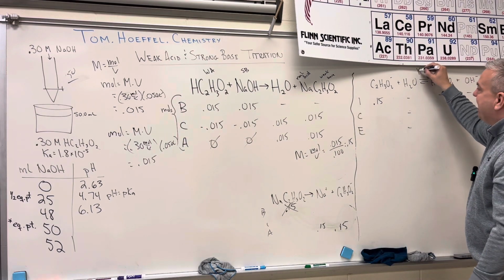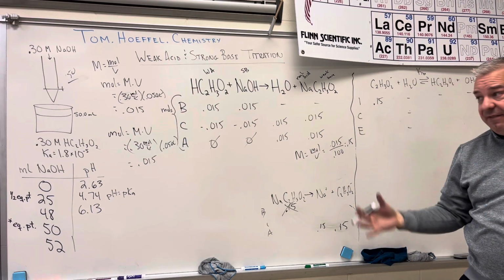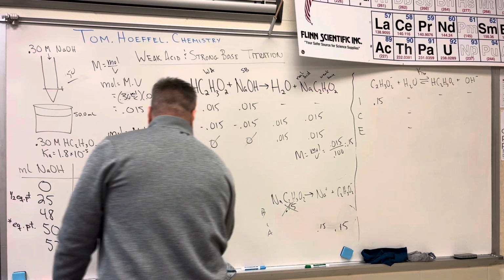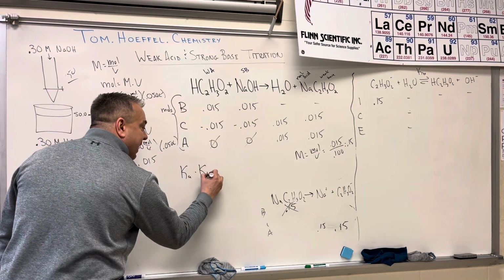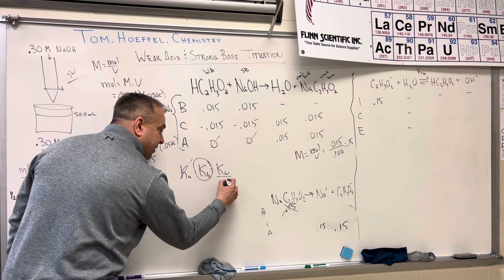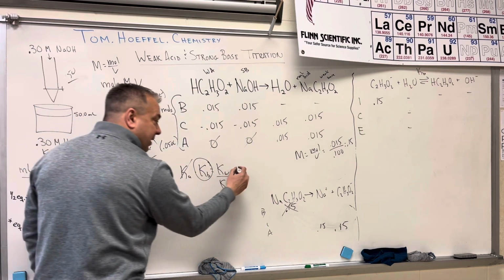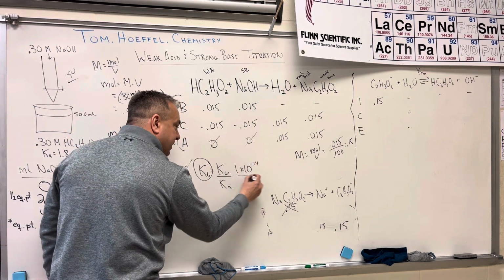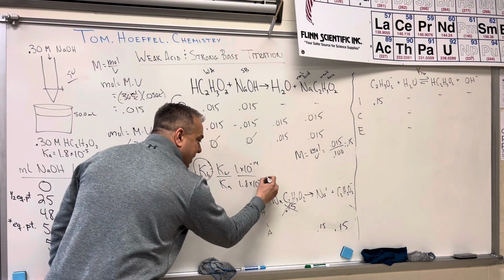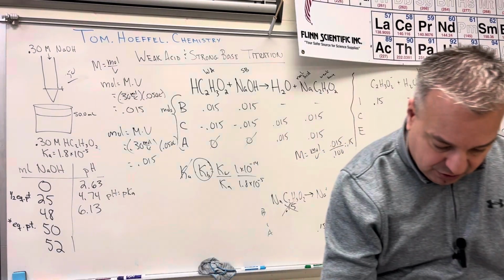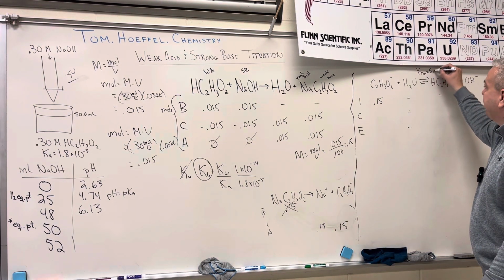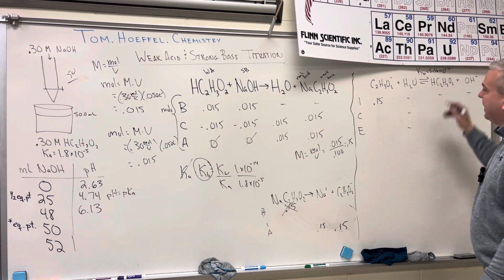Now, the only thing that I need now is a base K value, but all I have is an acid Ka value, and this is where we have to remember that Ka times Kb equals Kw. So if I want Kb, I'm going to have to divide by Ka on both sides. Kw is 1 times 10 to the negative 14. Ka is equal to 1.8 times 10 to the negative 5, okay? And if you work that out, you're going to find out that Kb is going to be equal to 5.56 times 10 to the negative 10, okay?